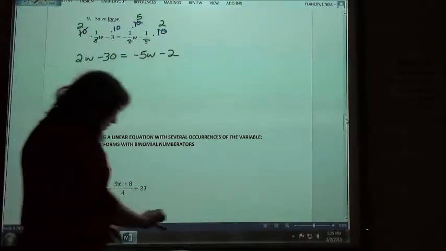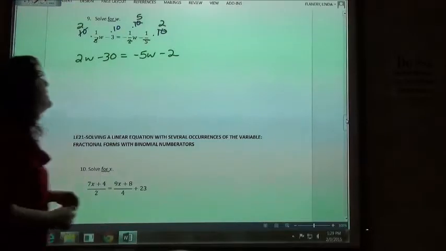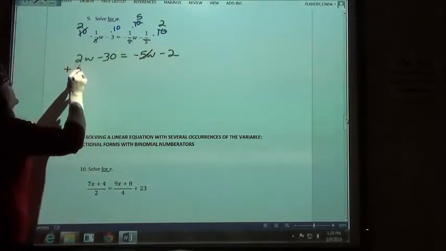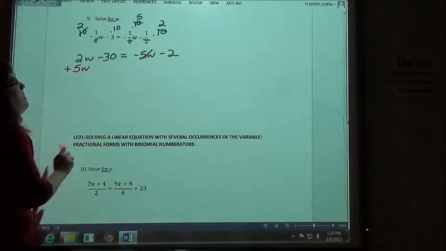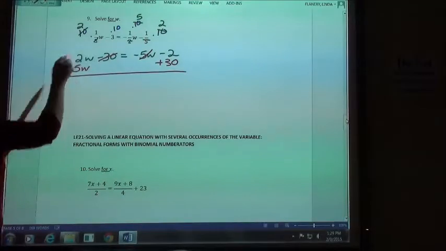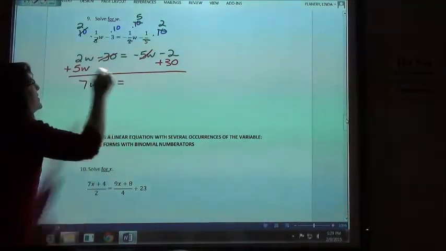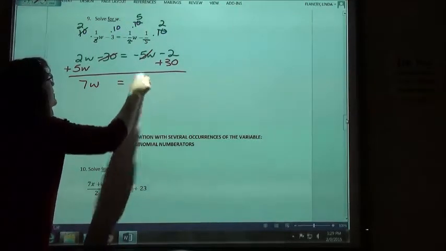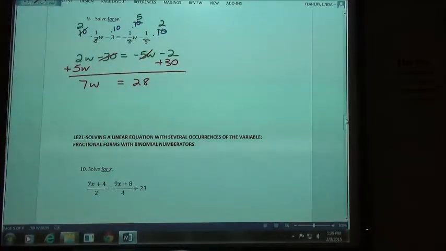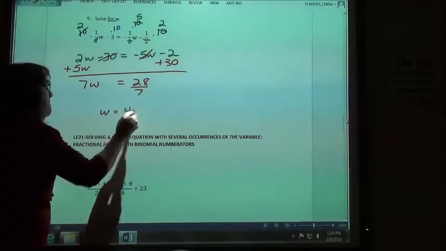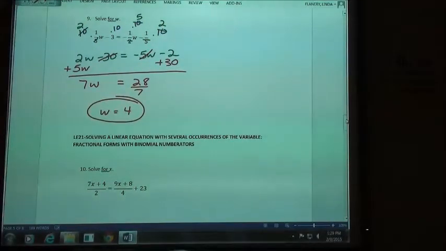Now we have to start moving things around. So what should we do next? Plus 5w. Plus the 5w, and plus the 30. You can do it in 2 steps if you want. I like to save some space because I write big. So 7w is going to equal 28. Hey, this one's going to come out nice. Because when I divide by 7, what am I going to get? 4. So w equals 4.